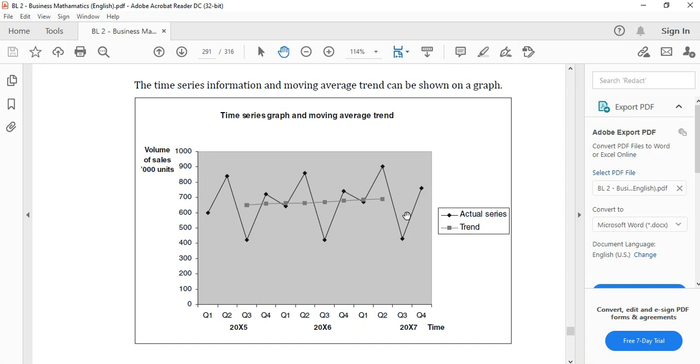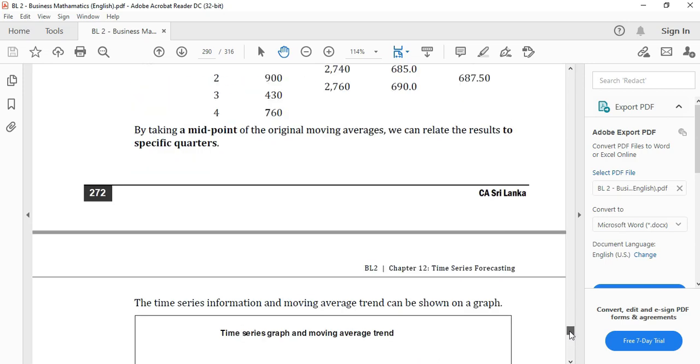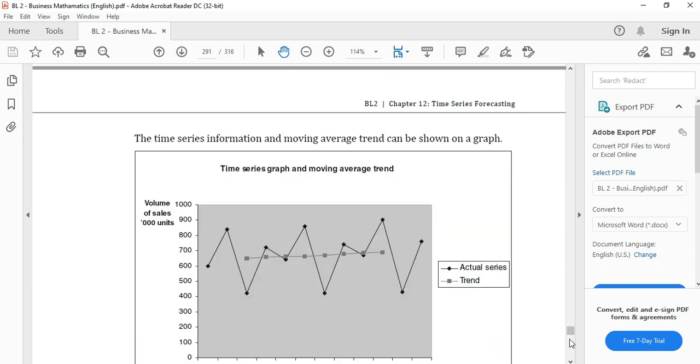Okay, so remember that difference between odd numbers and even numbers. So in summary, moving averages are of 2 types, odd numbers and even numbers, and that odd and even is identified on the number of items of data given to us. Alright, next let's move to seasonal variations.